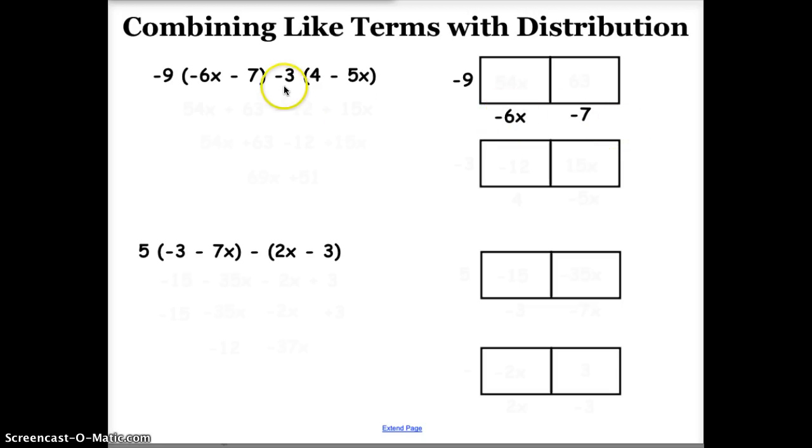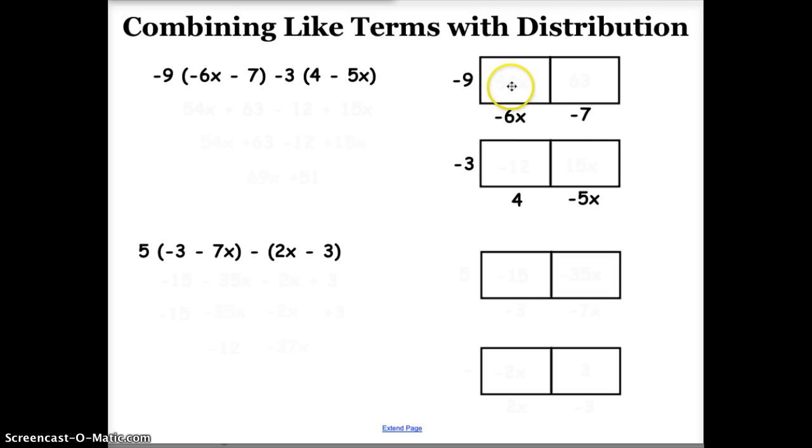The second one, I'm going to have negative 3, and the reason why it's a negative 3 is I've got to take the sign with that number, so it's going to be negative 3, and I'm going to multiply that times what is inside the parentheses, which is 4 and negative 5x. Now let's multiply these with a generic rectangle.